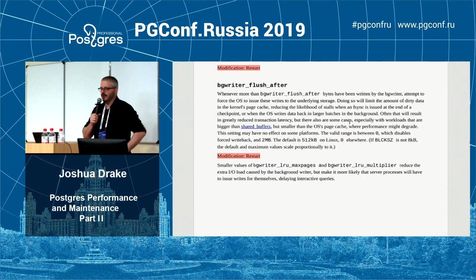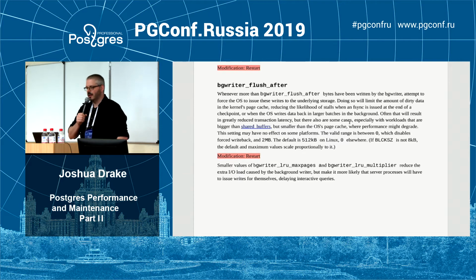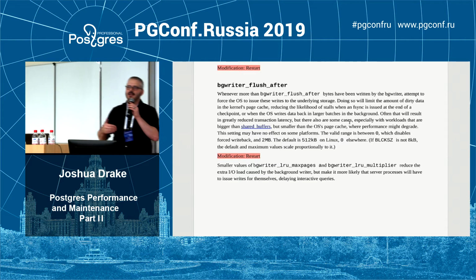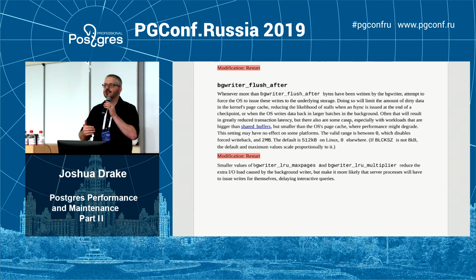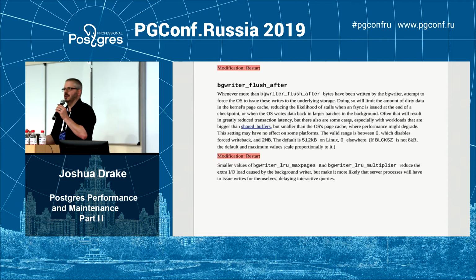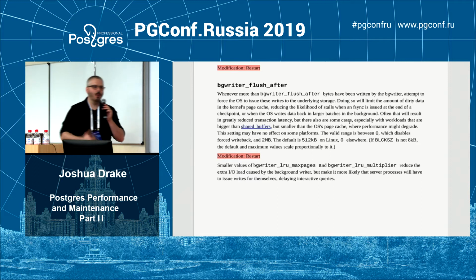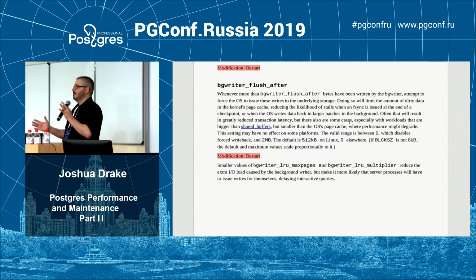BGWriter flush after. Whenever more than BGWriter flush after bytes have been written by the BGWriter, attempt to force the OS to issue these writes to underlying storage, essentially fsync. Because otherwise, those buffers will come back as potentially written to disk, but they're actually still in some cache somewhere. This will say, don't let any more than 5 meg not be flushed to disk.